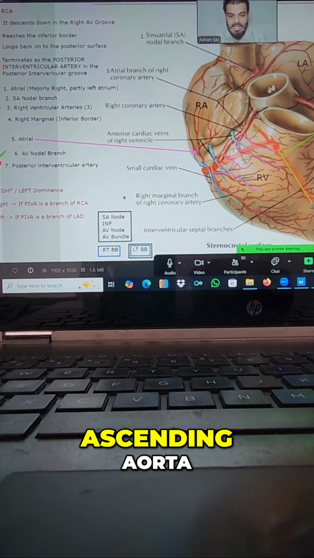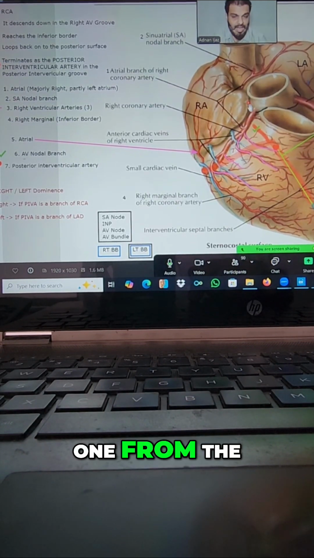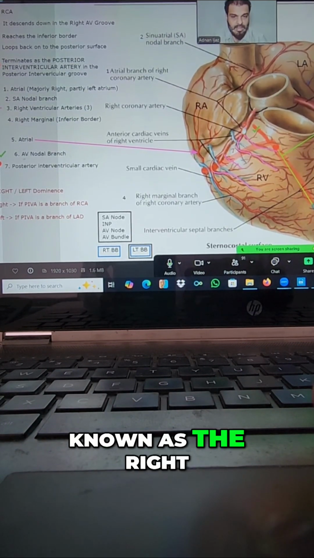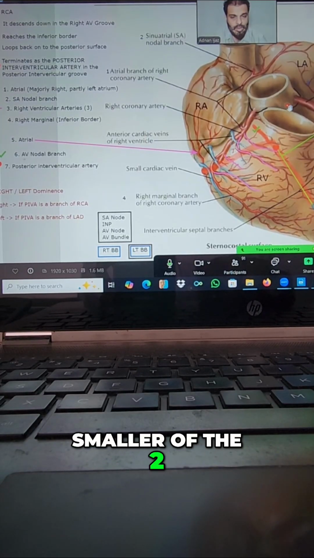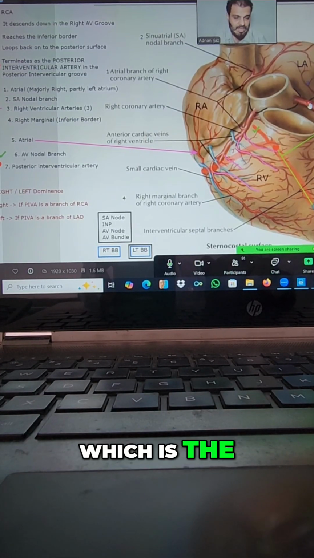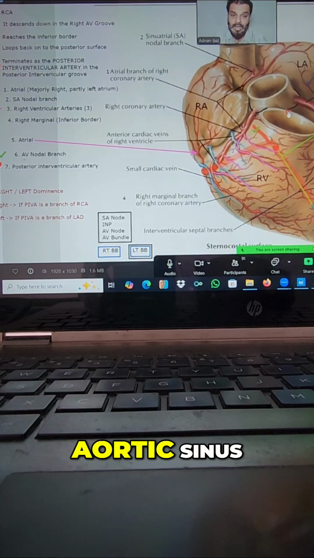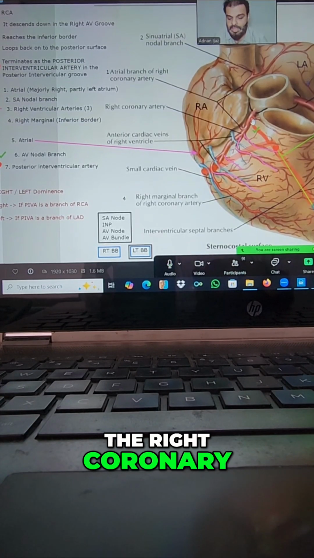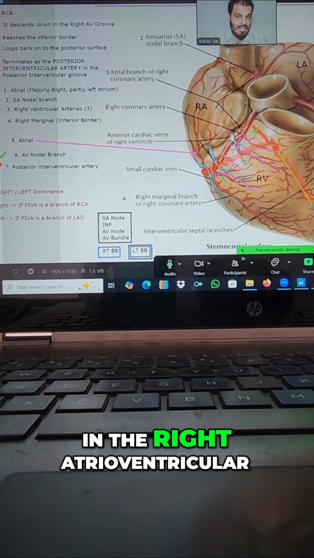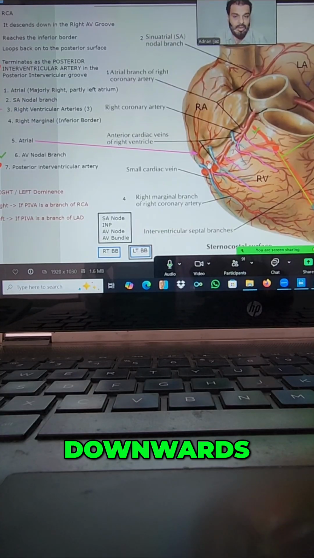Supply of the heart. The ascending aorta gives two branches: one from the anterior aortic sinus, known as the right coronary artery, which is the smaller of the two, and one from the posterior aortic sinus, the left coronary artery, which is the larger of the two.